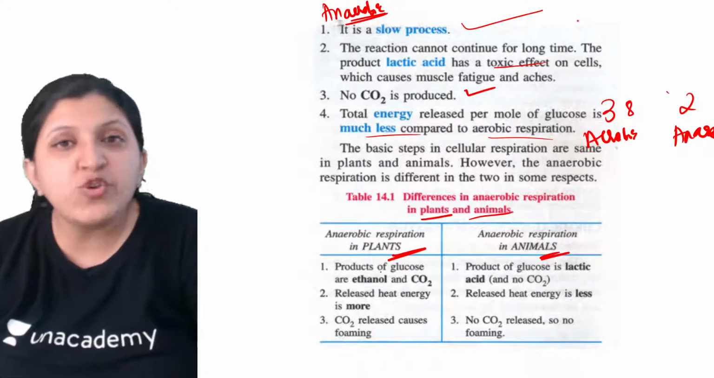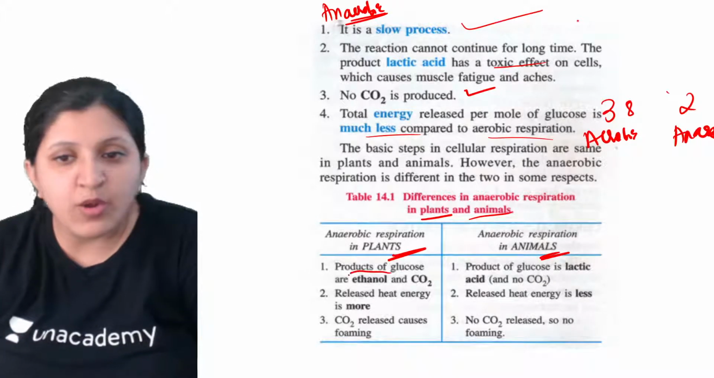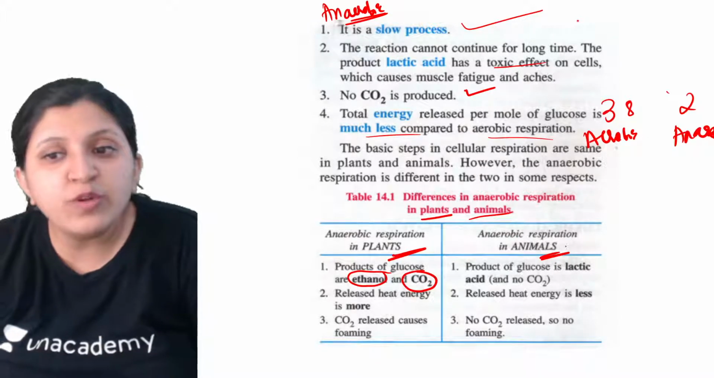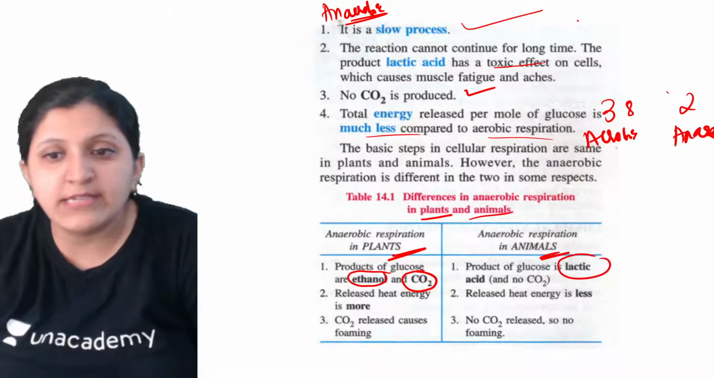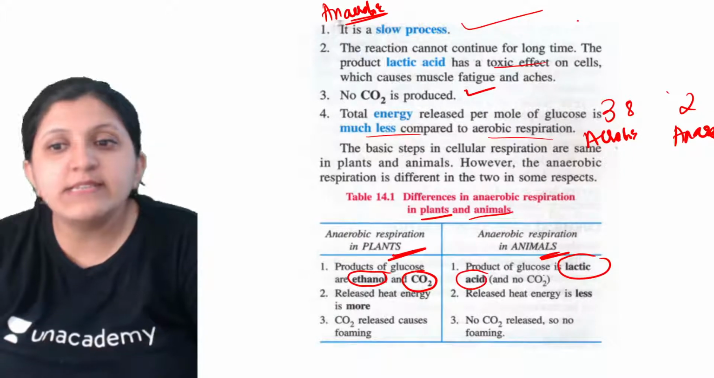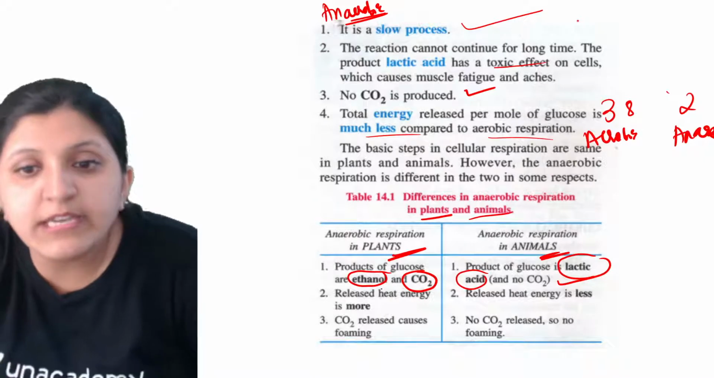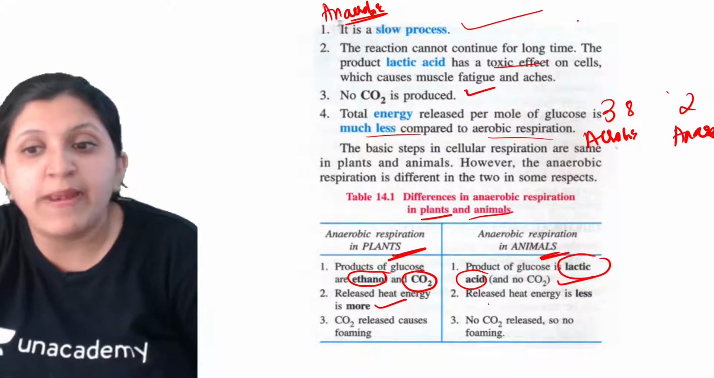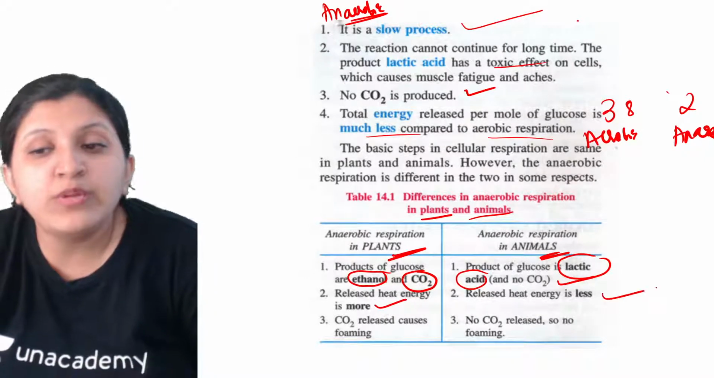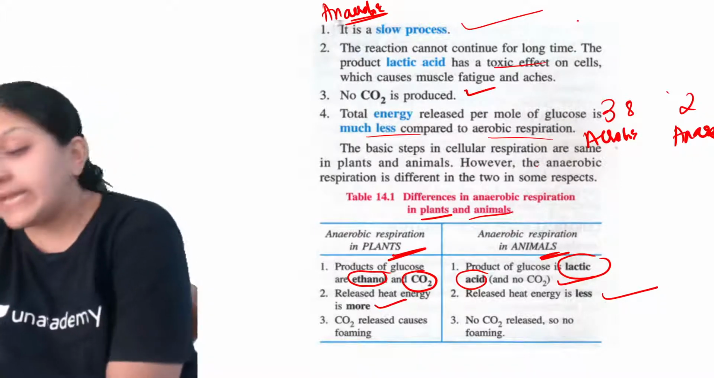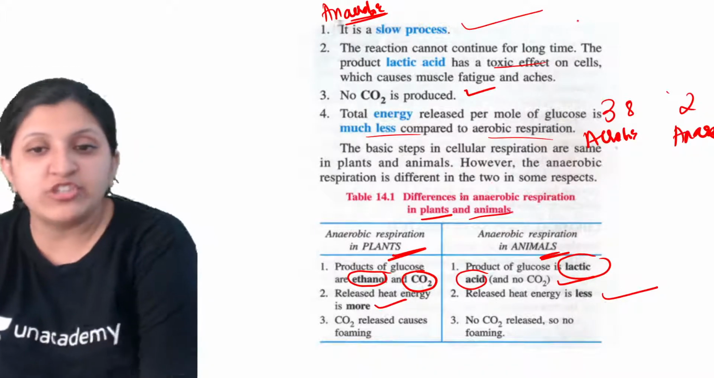The products of glucose in plants are ethanol and carbon dioxide. Here the product of glucose is lactic acid, but there is no carbon dioxide. Then the heat energy released is more in plants as compared to animals. In animals very little heat energy is produced, but in plants more heat energy is produced.